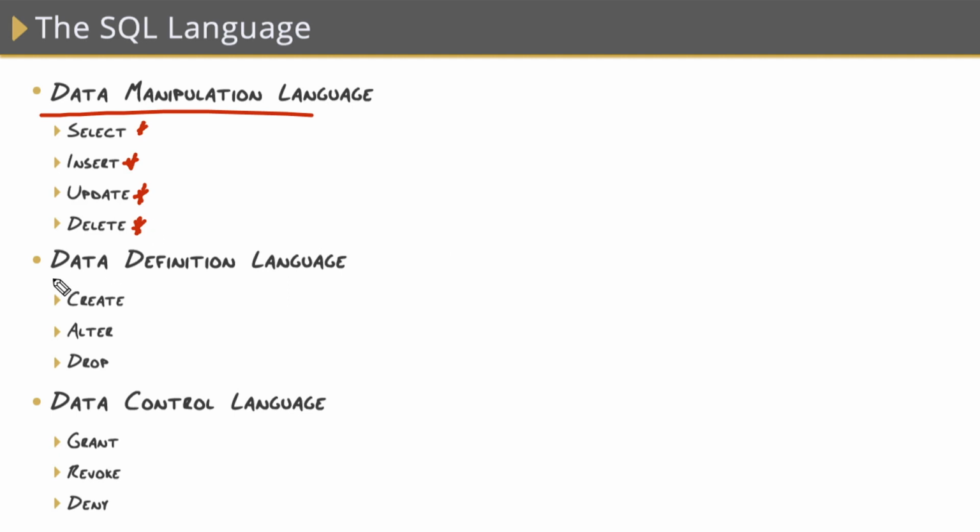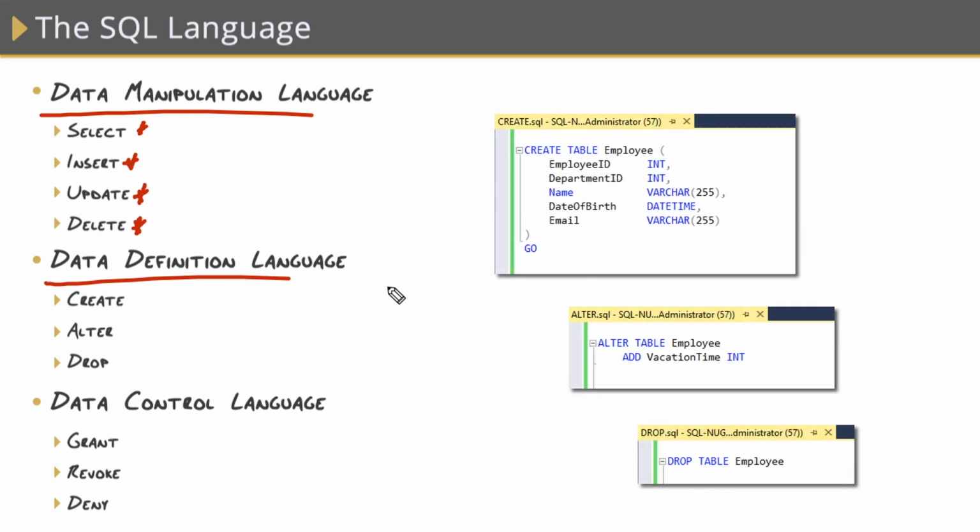Moving on to DDL, the data definition language. We have three statements here. Create is used to create any database object you can think of. Tables, views, indexes, stored procedures, any single database object that exists, we create in SQL using the create statement.